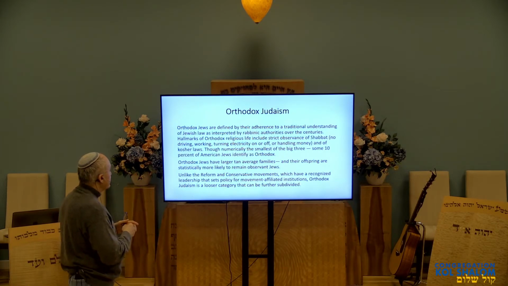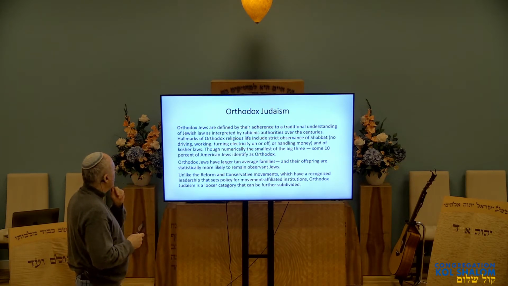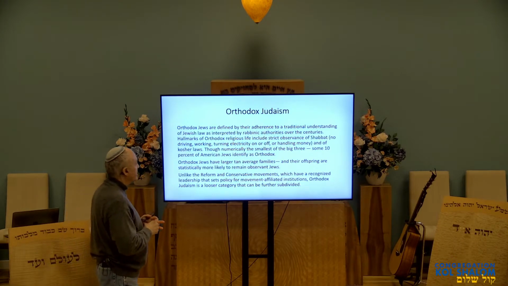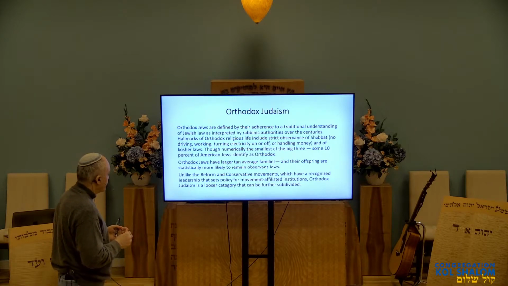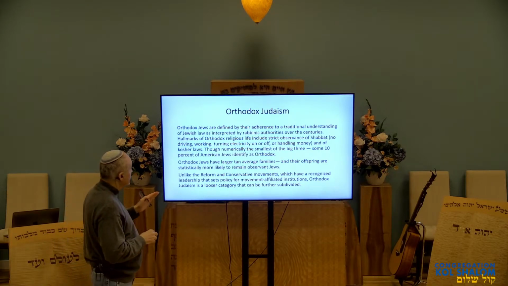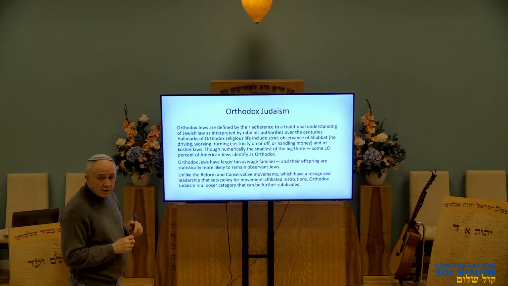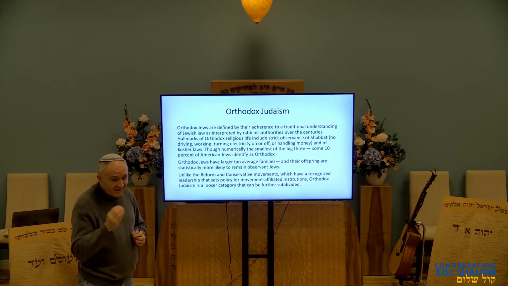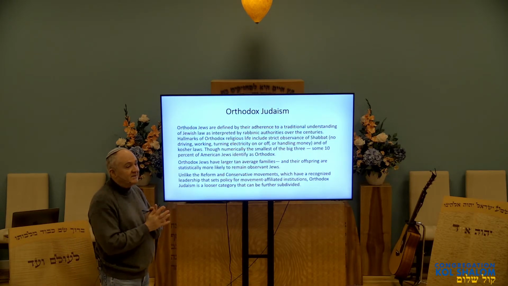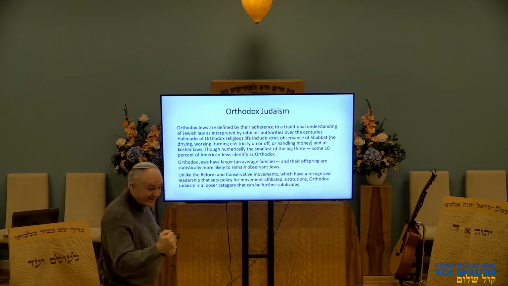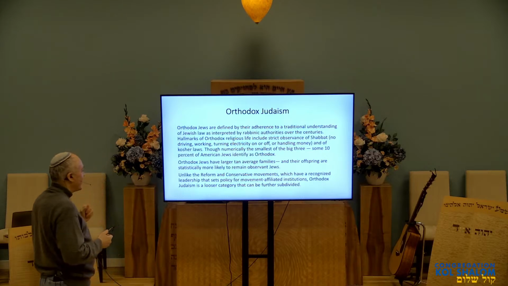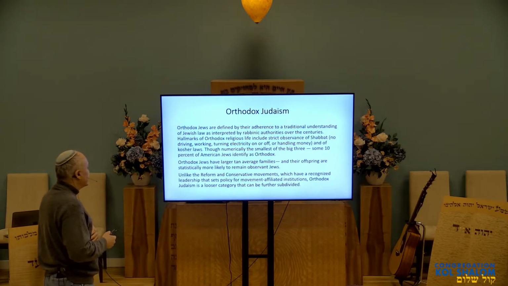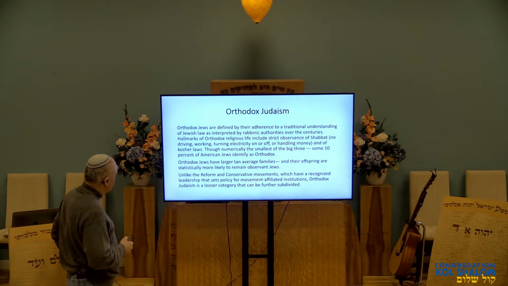So Orthodox, though numerically the smallest of the big 3, some 10% of American Jews identify as Orthodox. So you have 35 and 18 and 10 adds up to 63, so that means... Yeah, well, shvoy, rega. We have a mathematician here. It's wonderful. Orthodox Jews have larger than average families, and their offspring are statistically more likely to remain observant Jews.